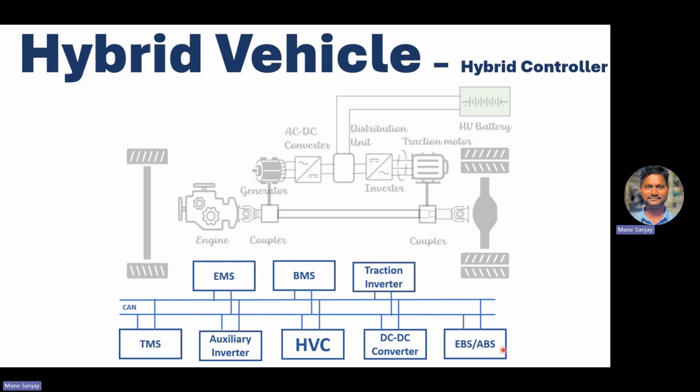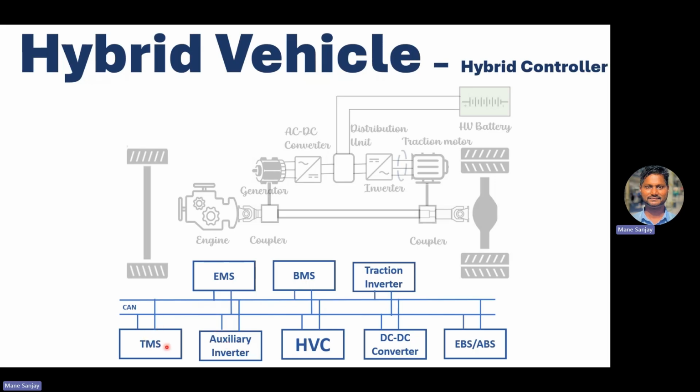It takes all the information from the EBS. What is the wheel speed? What is the brake pedal position? All that information, from the EBS or ABS, comes to this hybrid vehicle controller. It controls the auxiliary inverter whenever it is required to turn on or turn off. Accordingly, it sends the command over a CAN to this auxiliary inverter.